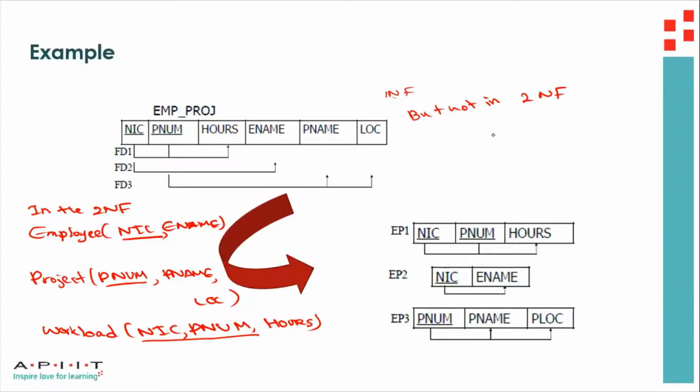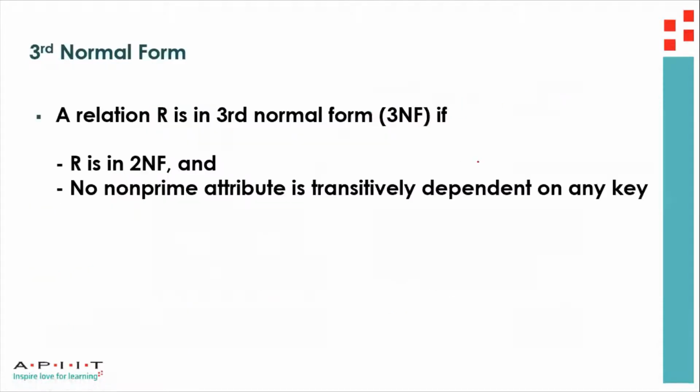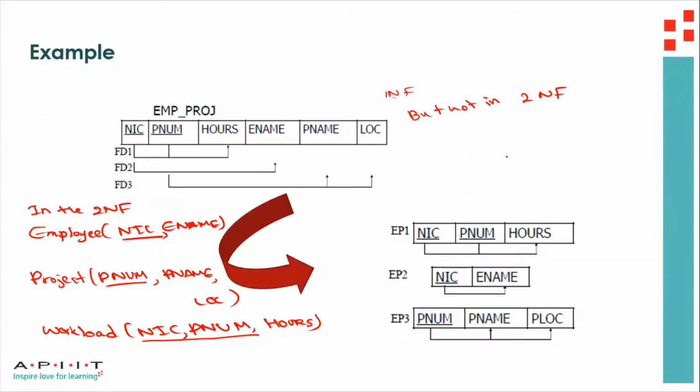Like EMPID, the first letter of each word is capital, all others are simple, like this, right? Camel notation, right? Or some are using, like you told me, EMPID, like this. Some are not using any underscore or anything.